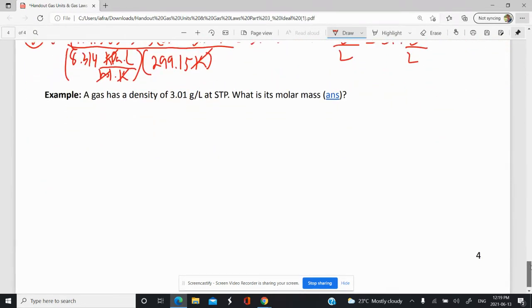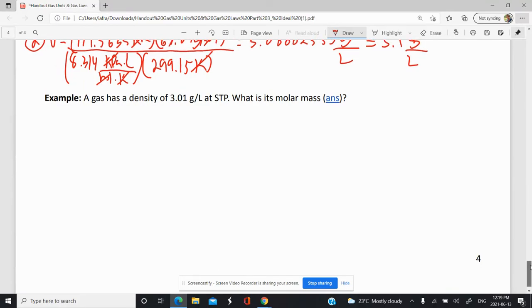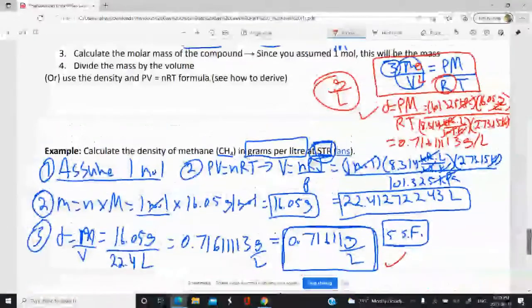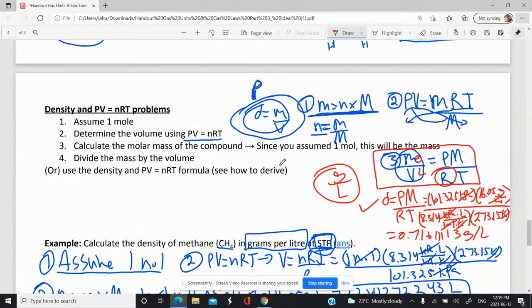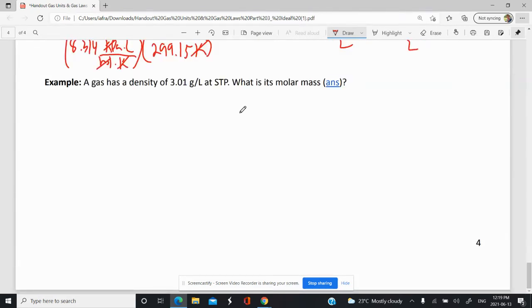We have a gas with a density of 3.01 grams per liter at STP. What is its molar mass? So you could go ahead and do all of these long steps, just slightly different in different ways, because you're given a density this time and you want to find the molar mass. So you might have to make different assumptions, but you could probably still figure it out with assumptions.